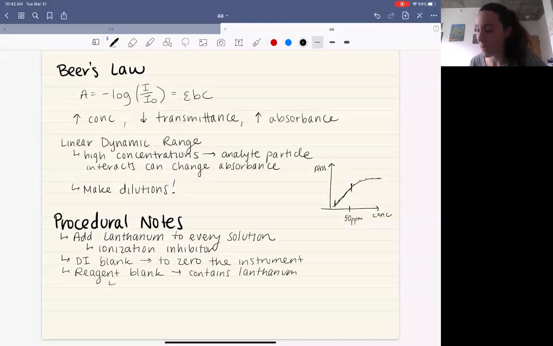Okay, so that's going to help account for how the lanthanum might affect our instrument response. Maybe the presence of lanthanum causes our detector to detect something, and we need to make sure to account for that. Okay, account for how the lanthanum affects instrument response.